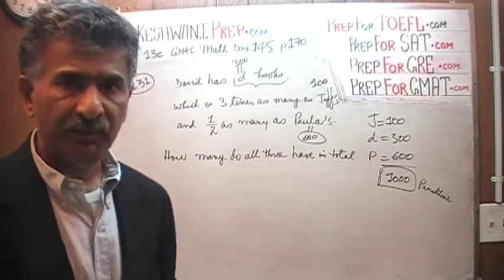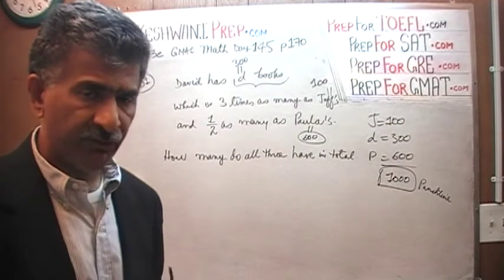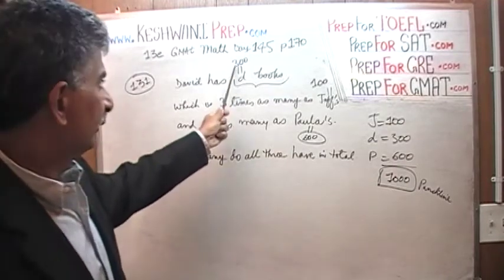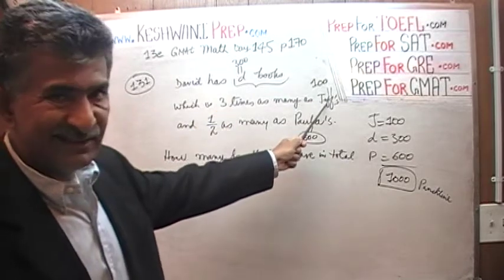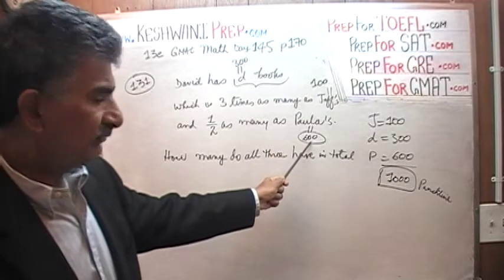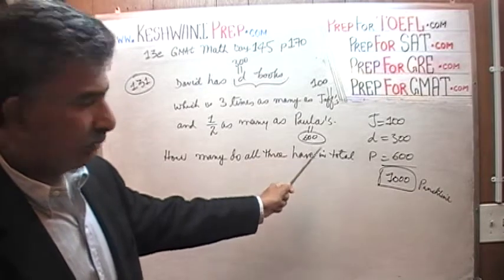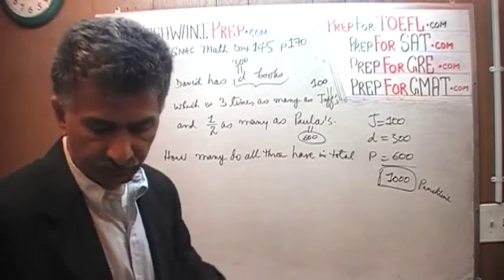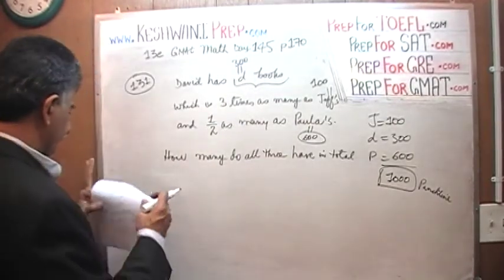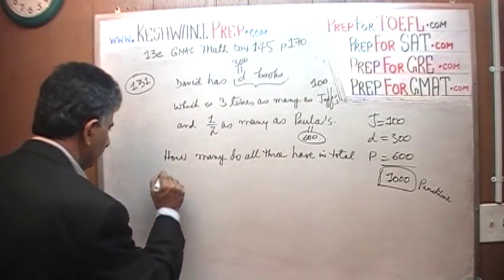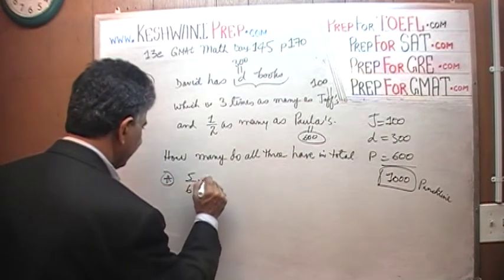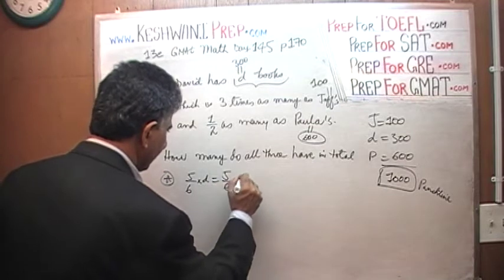That's our punchline. What we have to do now is go through our answer choices. Wherever we see D, we replace it with 300. Wherever we see J, we replace it with 100. Wherever we see letter P, we replace it with 600, until we hit upon an answer choice that gives us our punchline, which is 1000. Let's go through them. Answer choice A says 5/6 times D. 5/6 times 1000.